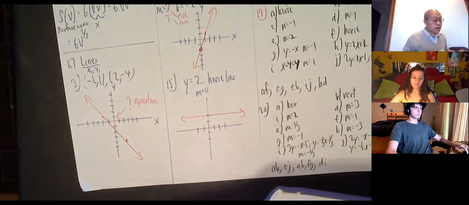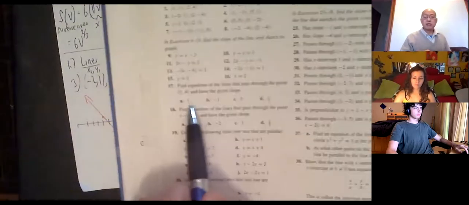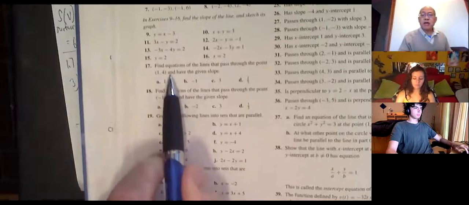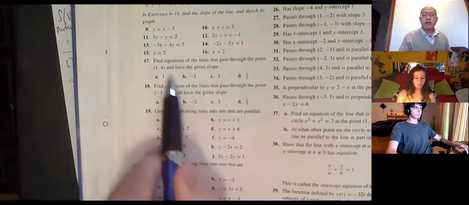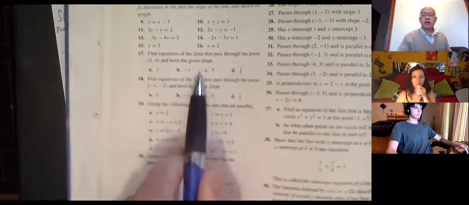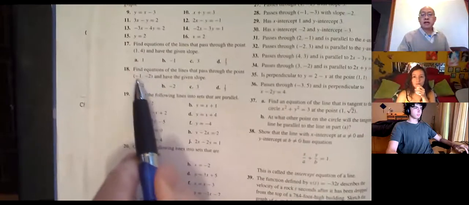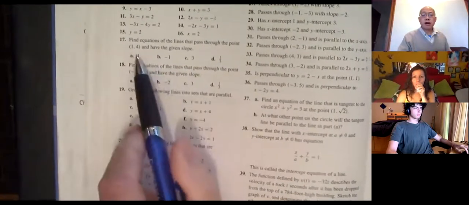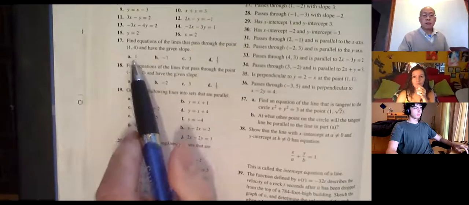All right, so that's how to do that one. Okay, 17, there's part A, B, C, D. Find equations of the lines that pass through the point 1, 4, and have the given slope. So all they're doing is changing the slope, but they all go through the point 1, 4.